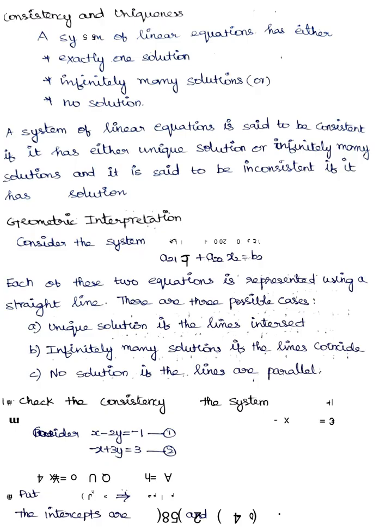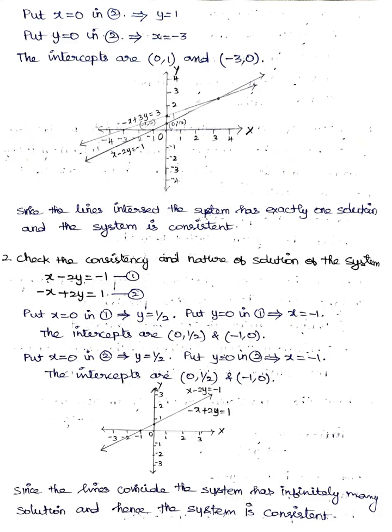We have some problems based on the consistency of the system of equations. Check the consistency of the equations x minus 2y is equal to minus 1 and minus x plus 3y is equal to 3. We have two equations. Now we substitute x is equal to 0 in equation 1, and likewise y is equal to 0 in equation 1. Finally, we get the x and y values.